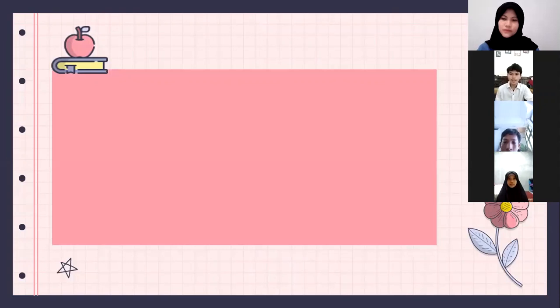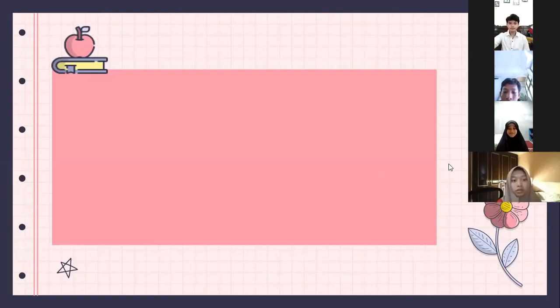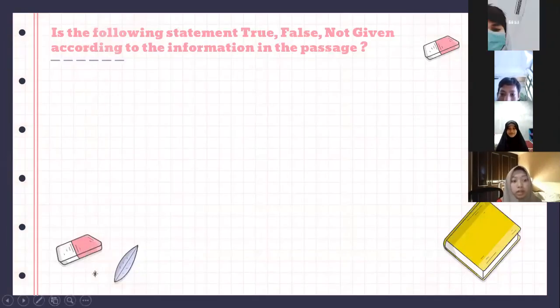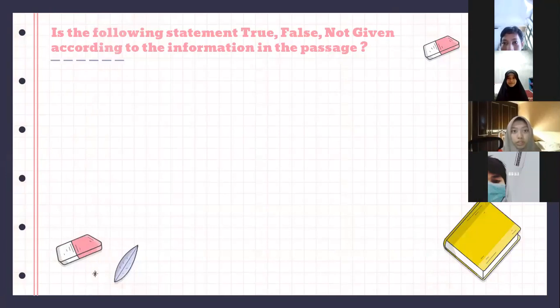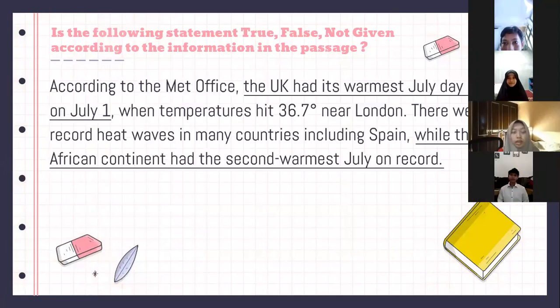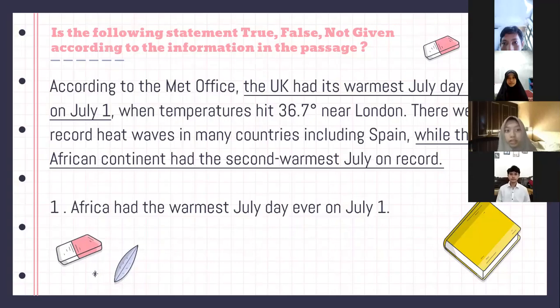Okay, the next speaker is Rahadatul Sigafari. Thank you so much, Agung Rudiansyah. So my name is Rahadatul Sigafari, and I will show you guys the examples of true, false, not given questions.